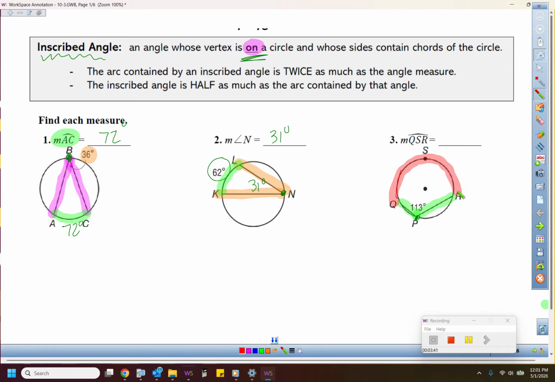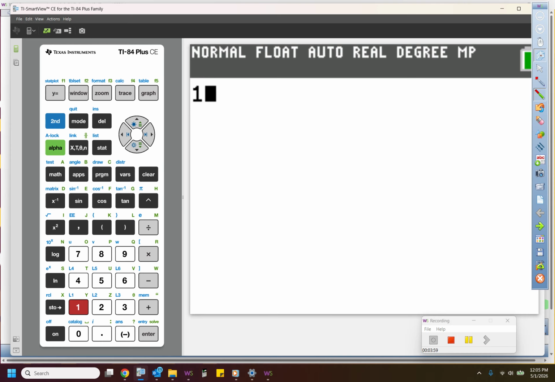Isn't that the arc that's contained by it? And check it out. Isn't that what they want me to find? The measure of arc QSR. So 2 to 1. Do you want to take it times 2 or divide by 2? Times. The arc is bigger, right? So 113 times 2. If you need to punch that in, go for it. But I'll bet you get 226 back on that one.